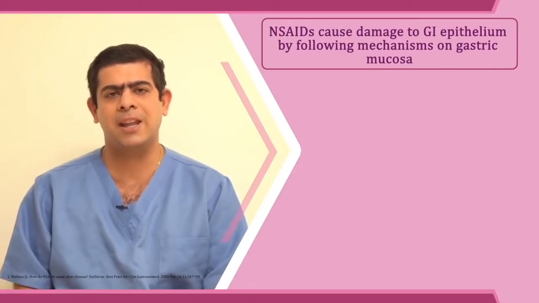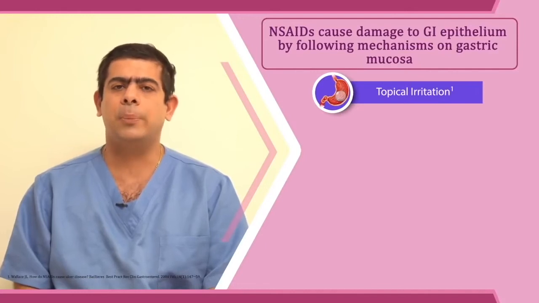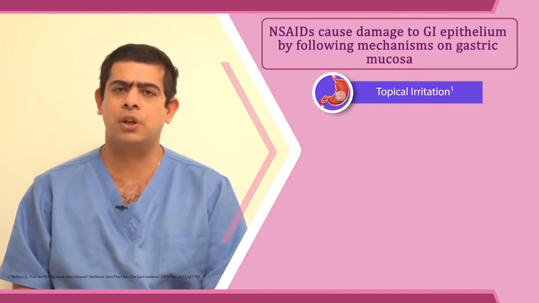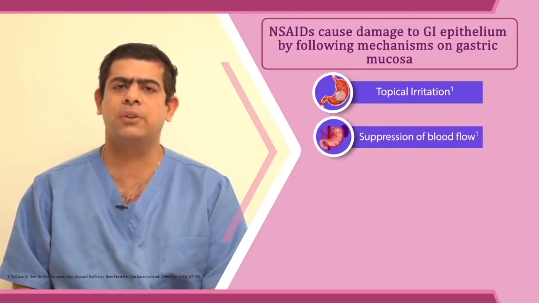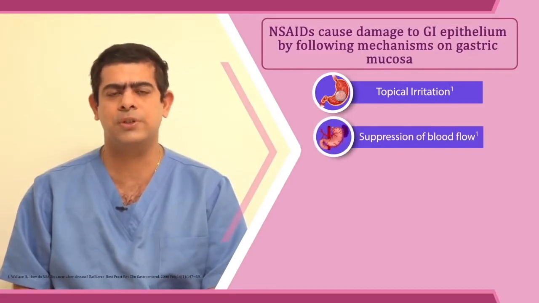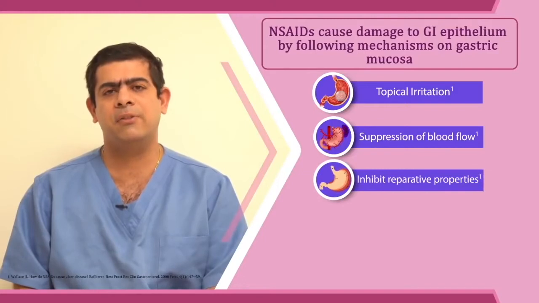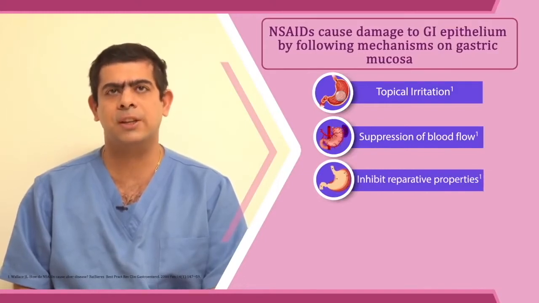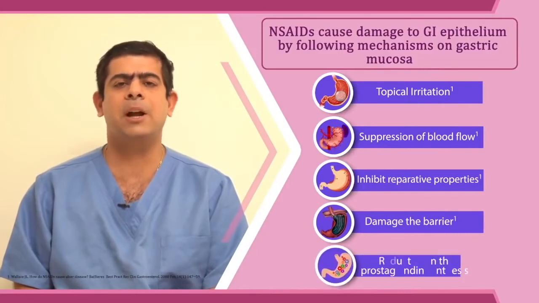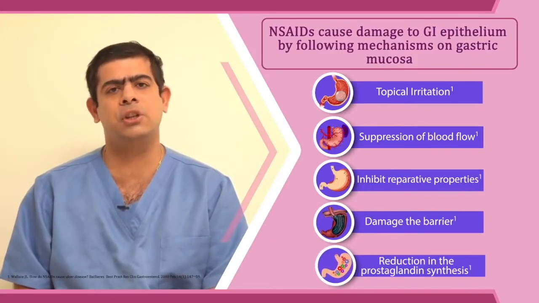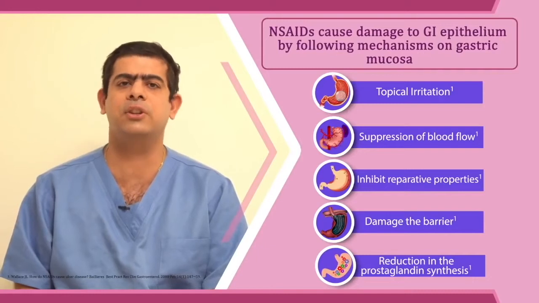The most common mechanisms of these are topical irritation to the gastric mucosa. Apart from that, they result in suppression of the blood flow to the gastric mucosa. They inhibit the reparative properties of the gastric mucosa. They damage the barrier of the gastric mucosa, and apart from that, they also lead to reduction in the prostaglandin synthesis of the gastric mucosa.